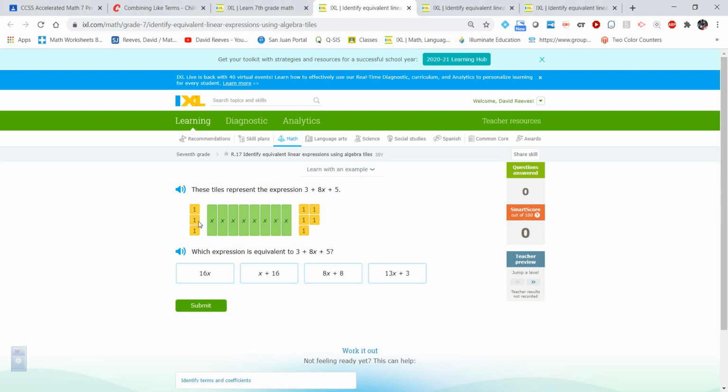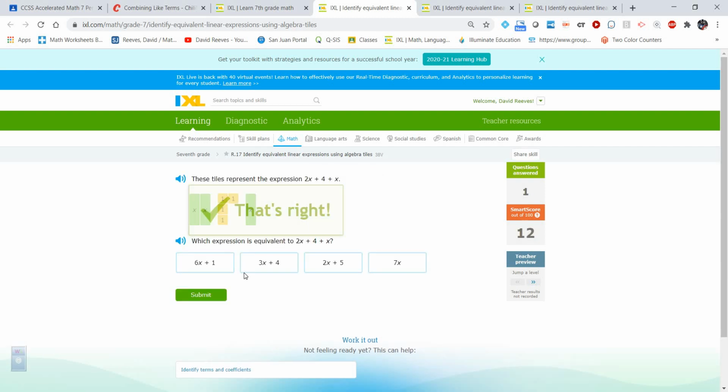So as we see, we have 1, 2, 3, 4, 5, 6, 7, 8 x's here, and then we have 3 1s over here, and we have 5 1s over here. So the x's can be combined because they are like terms, giving us 8x, and then 3 plus 5 is 8. So this expression simplifies to 8x plus 8.